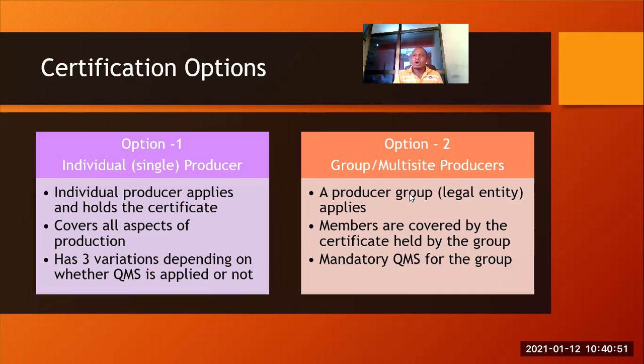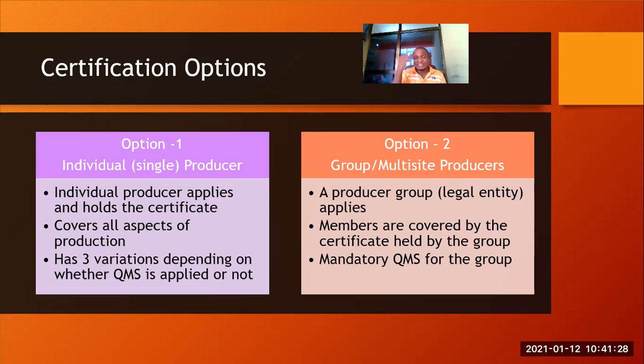Then option 2. Option 2 applies to entities that are producing as a group. So in this case, we are talking about cooperatives and farmer-based organizations that are producing as a group. So in this case, you have individual farmers who are part of a group, and the group will apply for the certificate in their name, but then the certificate will be applicable to each member of the group. So this is option 2.